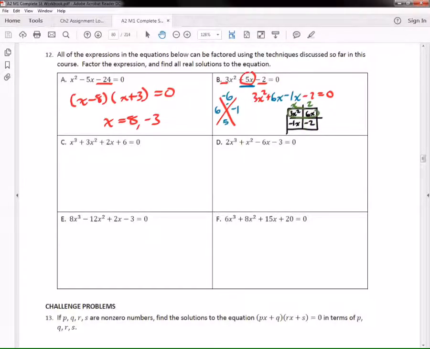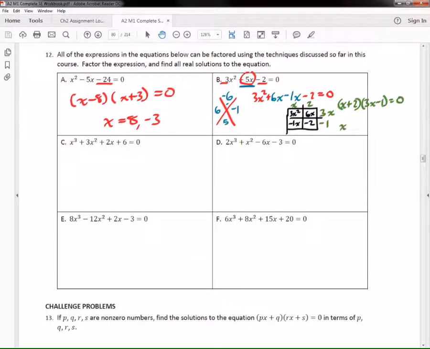What can I take out of both of these? 3. I can take a 3 out and an x. And then what can I take out of both of these? Oop, they're both negative. So you want to take a negative out of both of them. And yeah, you can only divide these by a 1. And so this right here factors to look like this. X plus 2, 3x minus 1.